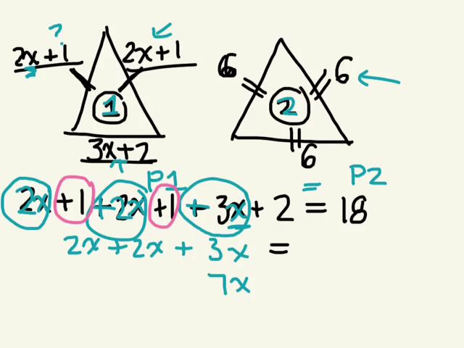1 plus 1 plus 2. Oh, yeah, I counted 2 twice. How many do you have altogether? 2. So 1 plus 1 plus 2, 4. So you have 4 on the left side. And then on the right side it's just 18. Yep, on the right side is 18.